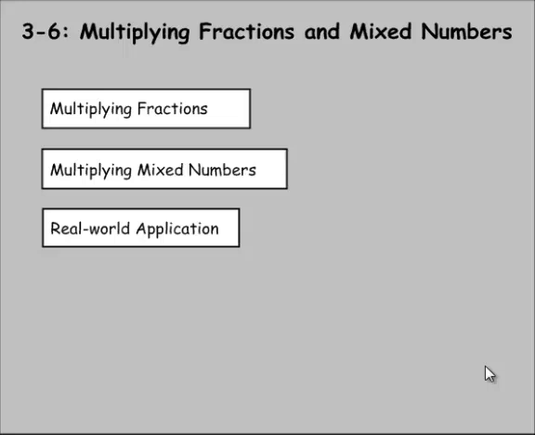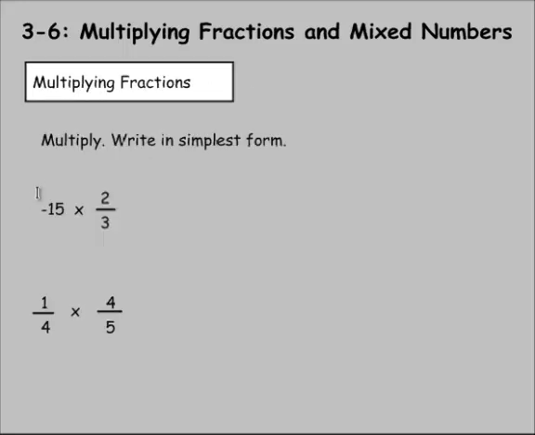We are on lesson 6 of chapter 3, which focuses now on multiplying fractions and mixed numbers. So we'll do fractions first, mixed numbers second, and then we'll do a word problem at the end. First, multiplying fractions. It tells us to multiply, then write our answer in simplest form.